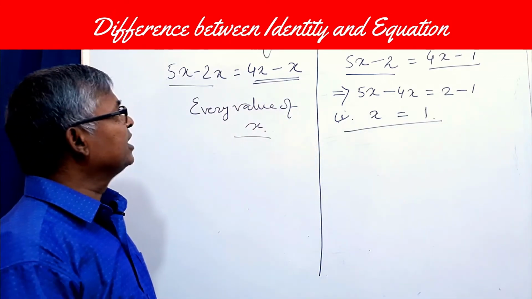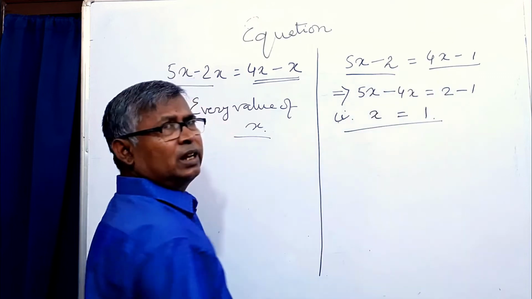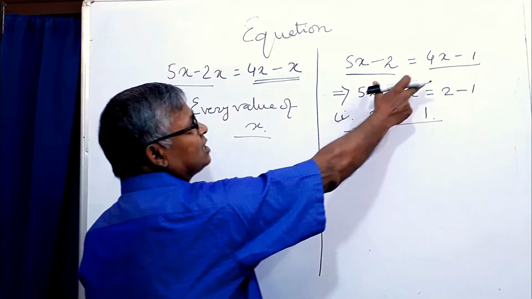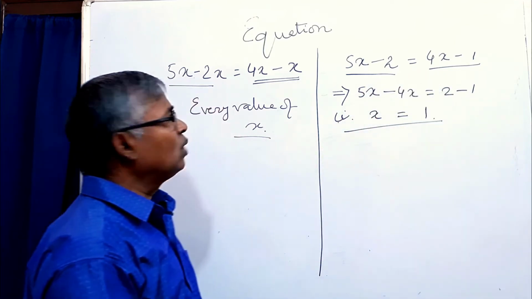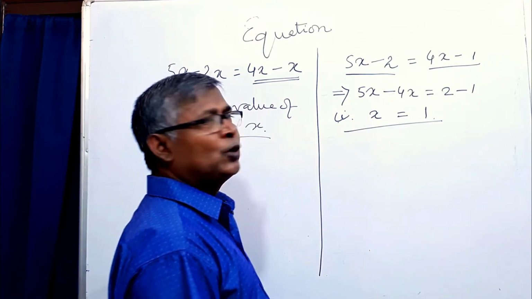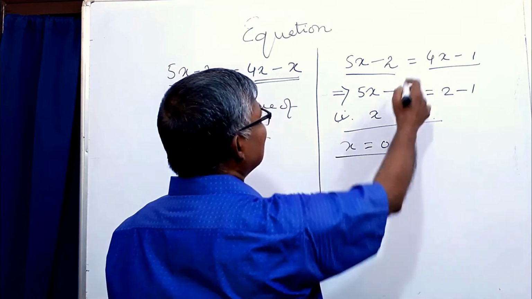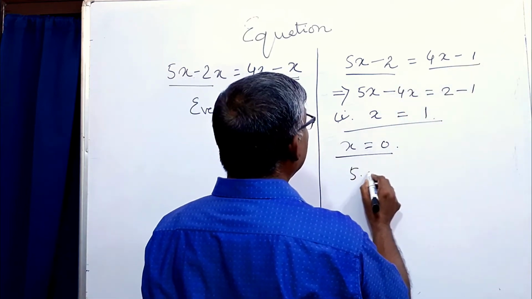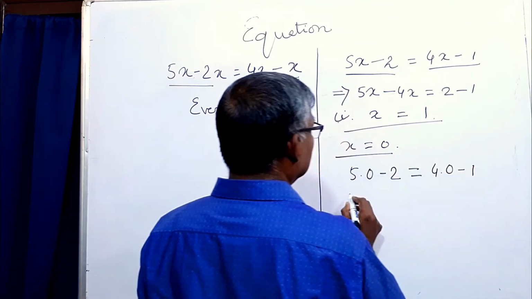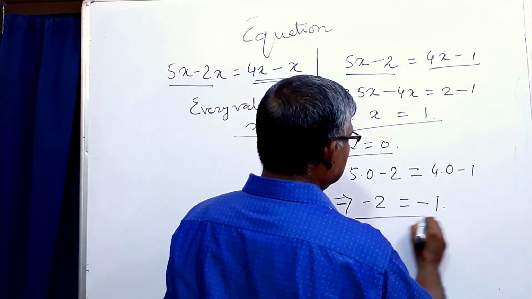Students, just see, these two algebraic expressions are true only when x equals 1, and in other cases these two expressions are not equal. Suppose you put any value other than 1. Let us put x equal to 0. So from the relation, what will we get? 5 into 0 minus 2 equals 4 into 0 minus 1. This implies that minus 2 equals minus 1. Clearly it is not true.